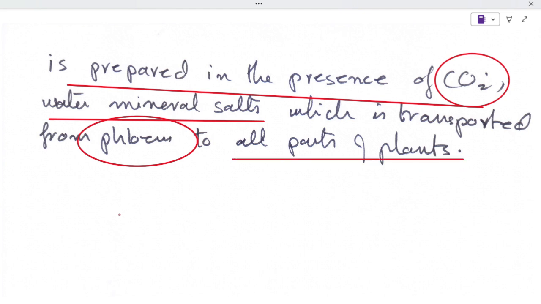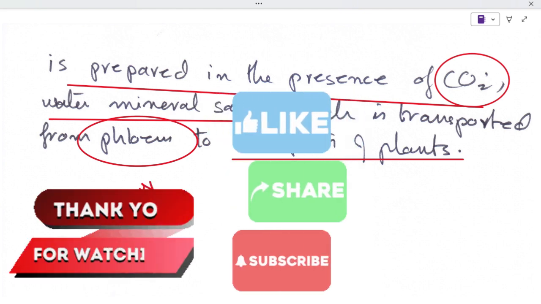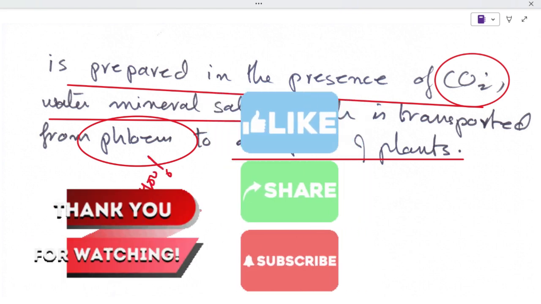So, this was all regarding the leaf, how it works. Next, we are going to go to different topics of the structure of the plants.